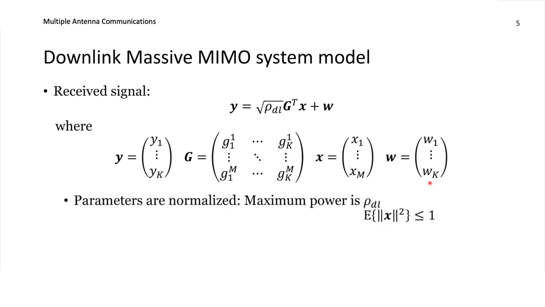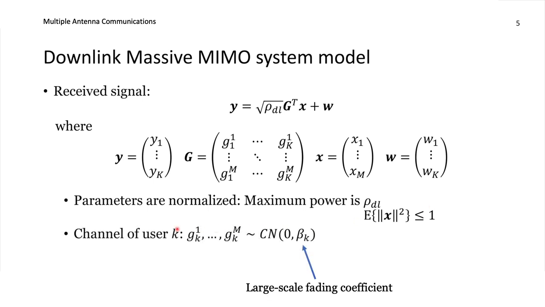And we have parameters that are normalized here to keep it simple. So the maximum power that the transmitting base station can use is rho downlink. And we are making sure that it is not transmitting with more power than that by saying that x should have a norm, which on the average is smaller or equal to 1. And this expectation here is describing that when we are modulating our information signal, we are allowed to vary the power around the mean value that makes sure that it's equal to 1.